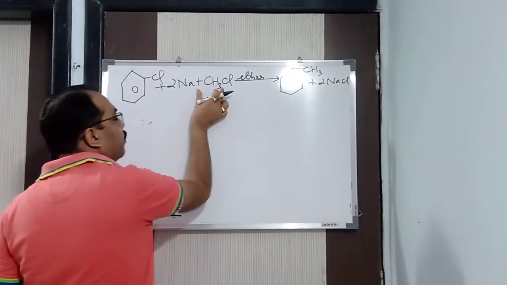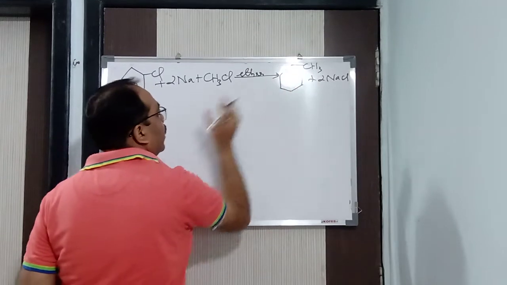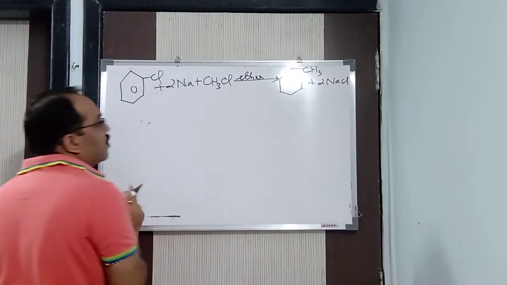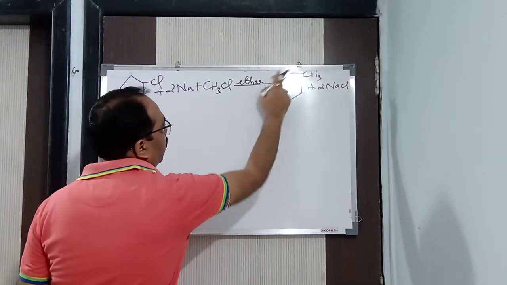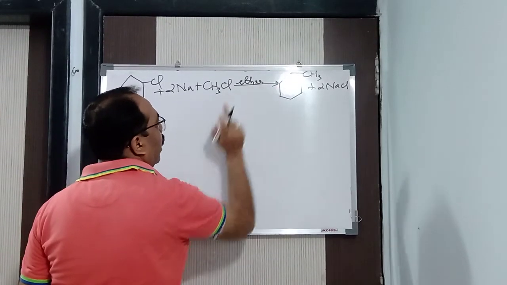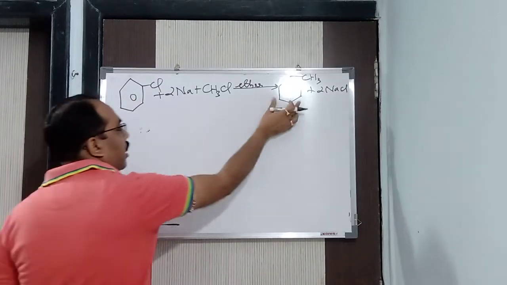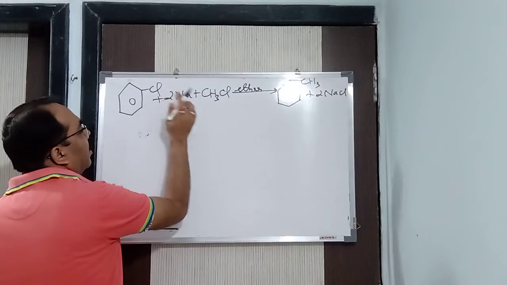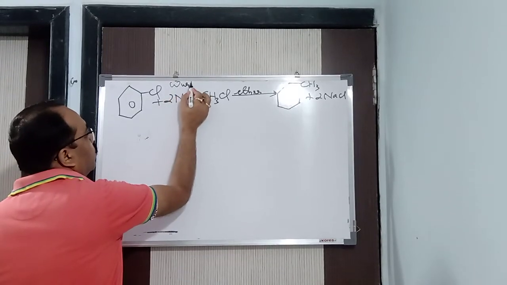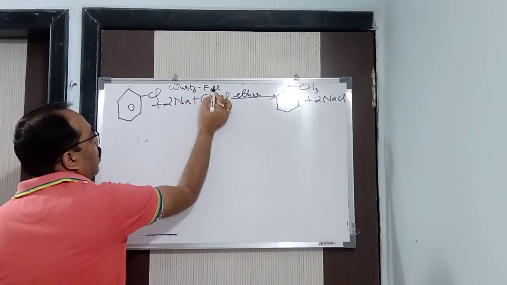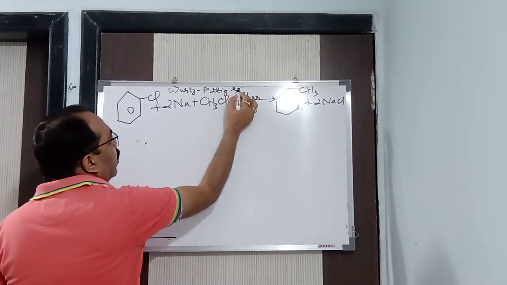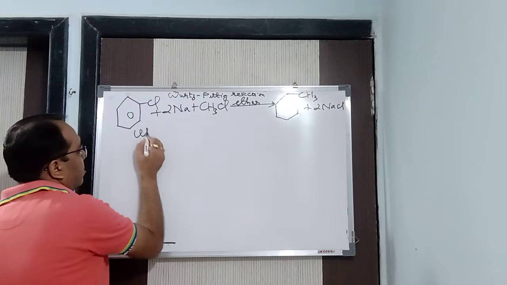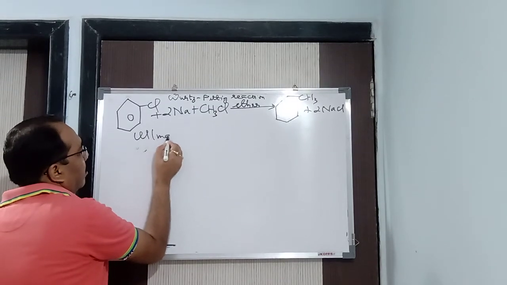Whichever alkyl group you take, correspondingly that particular compound you are going to get with the benzene ring. This compound is known as an aryl alkyl compound. This is the aryl group, this is the alkyl group. So what is this reaction called? Wurtz-Fittig reaction, W-U-R-T-Z, Wurtz-Fittig reaction.